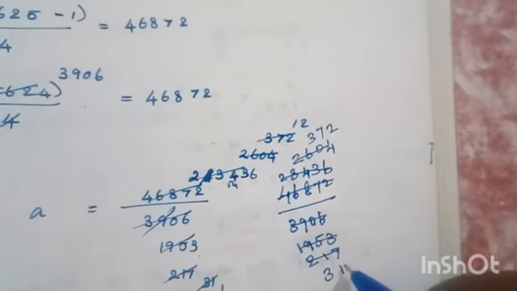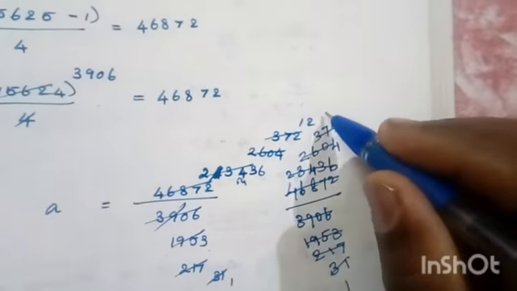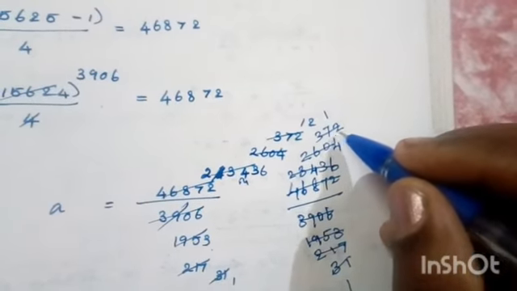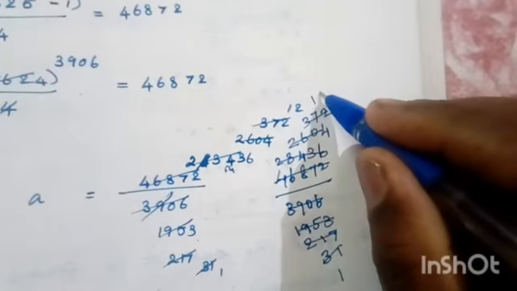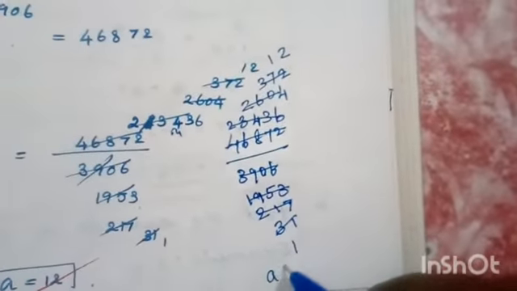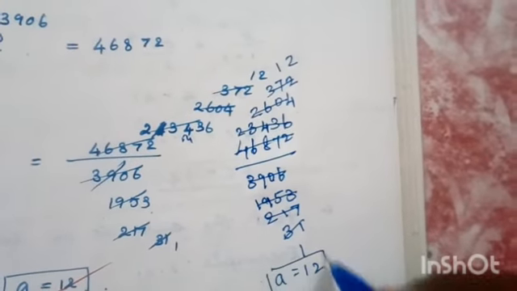Then 31 table, 1 time, here 1 time, then balance 6 is there, so that is 2 times. So that is A is equal to 12. A value is 12.